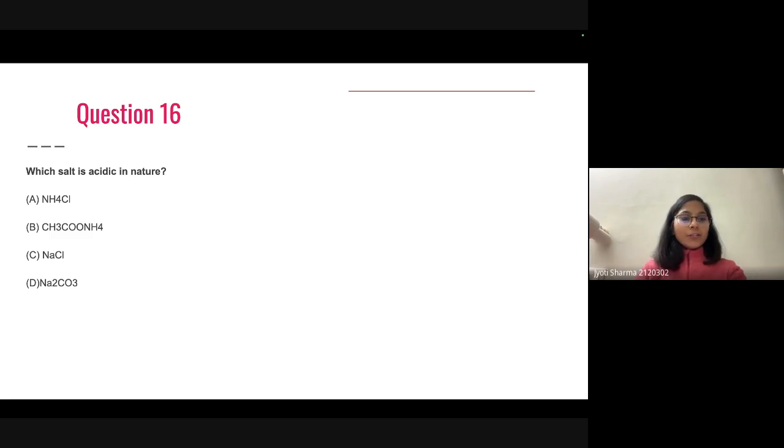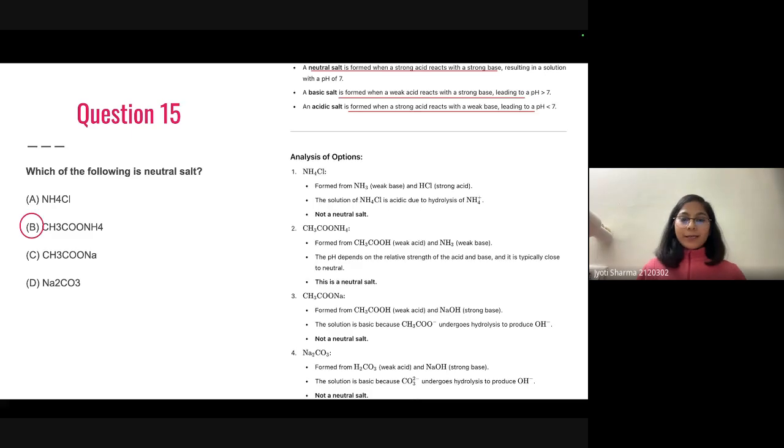Okay, now the question is, which salt is acidic in nature? So you just have to find out the combination in which the acid is strong and the base is weak. Ayush gave me NH4Cl. Okay, because in the last slide only, we got to know that ammonia is a weak base, right? And HCl is the strong acid.